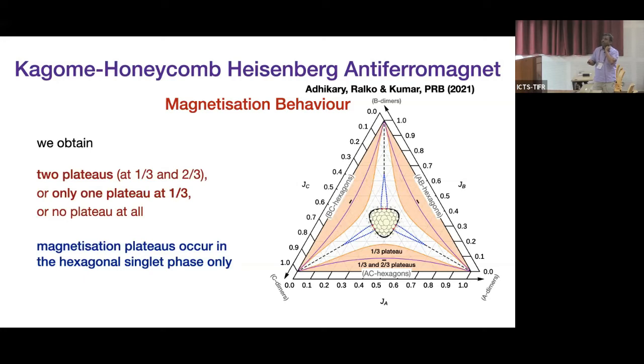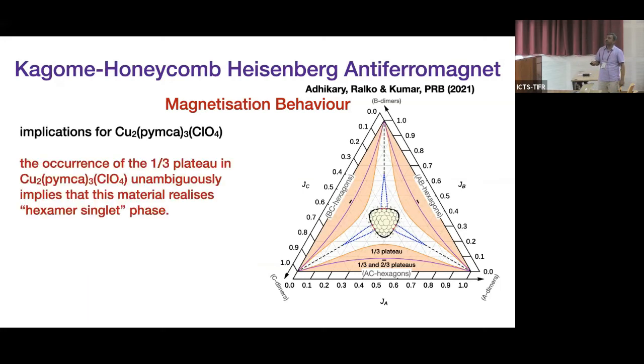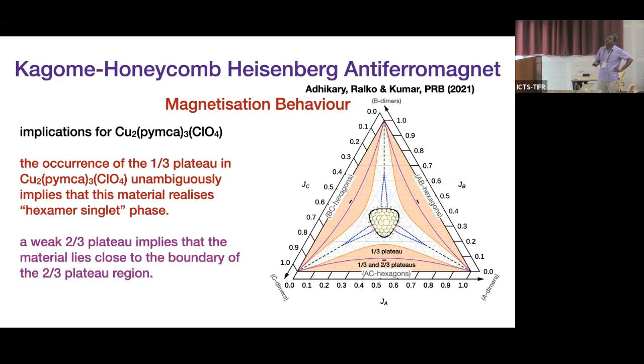And the key point is magnetization plateaus occur only in the hexagonal singlet phase, which means the susceptibility and specific heat measurements indicating a non-magnetic gap behavior, combined with the existence of the magnetization plateau diagram, I mean the two magnetization plateaus, completely fixes the physics of this material. It is saying that this material indeed realizes a hexamer singlet phase in the absence of field. Yeah, this is what I had been saying.